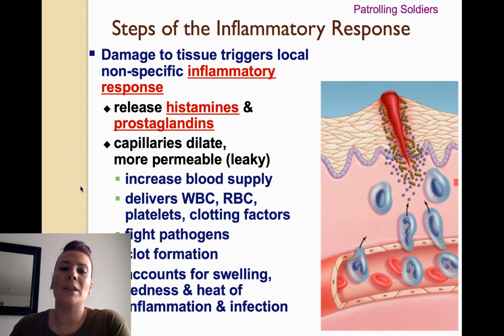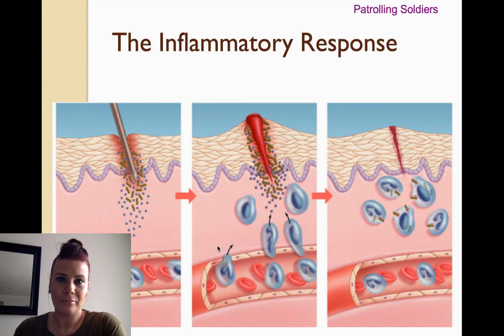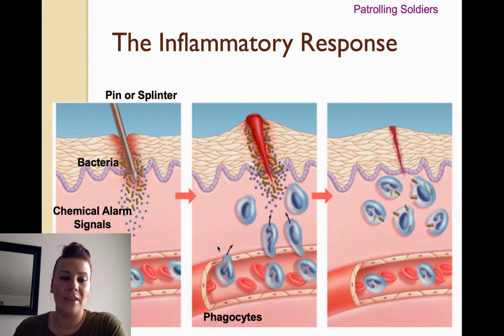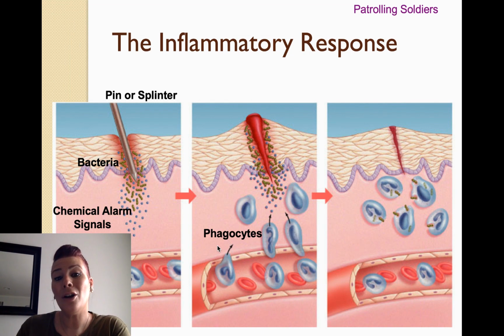So this just gives you a little bit more on what happens in the inflammatory response. Okay, and this is just another little picture, giving you a step-by-step. The chemical alarm, that's the histamine. That's what that is.